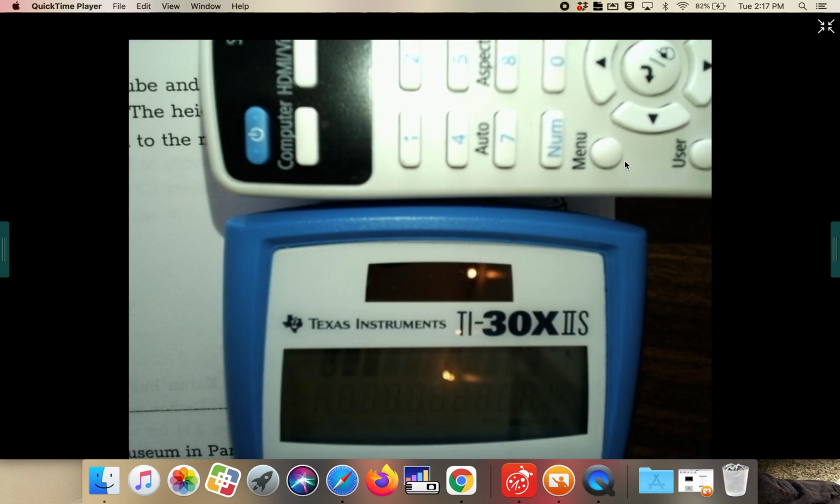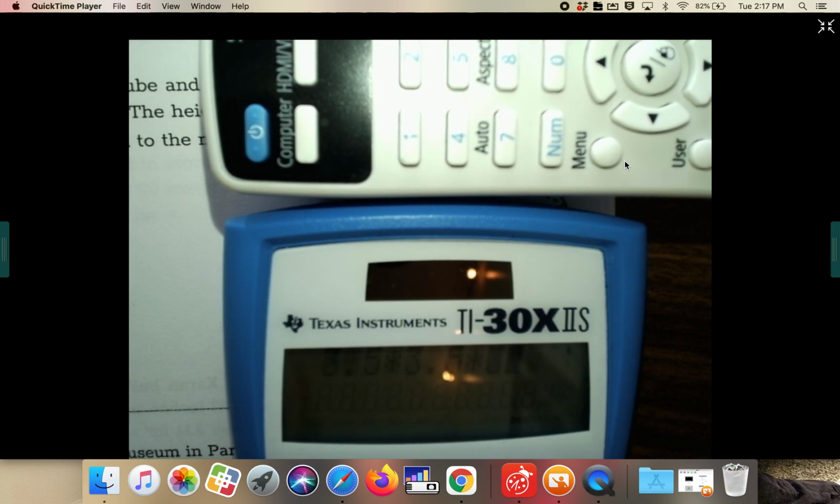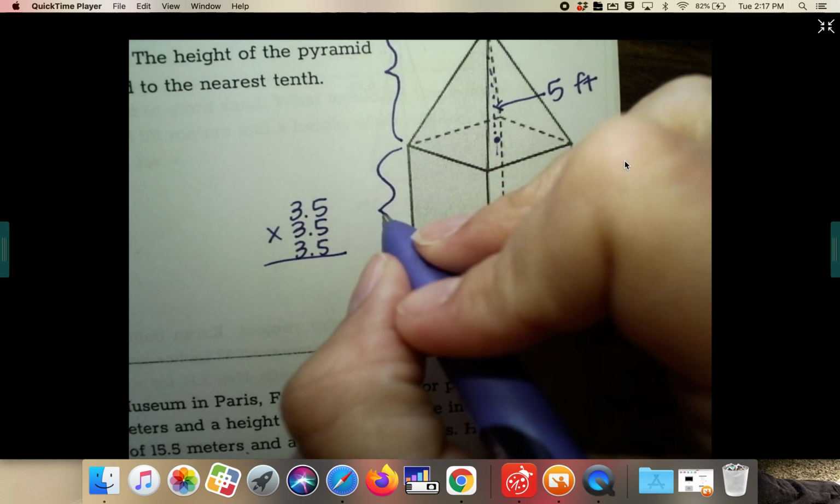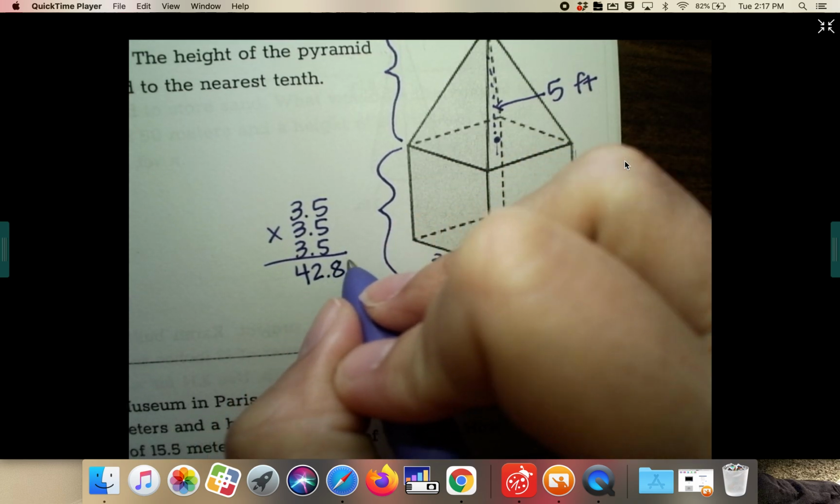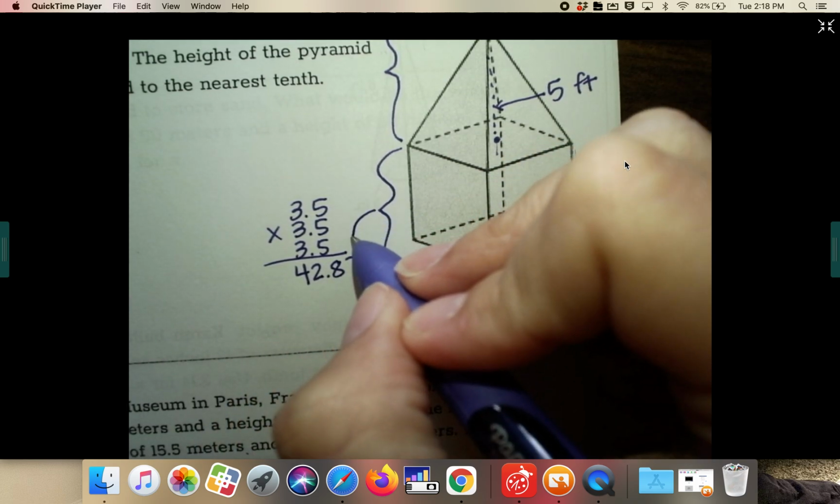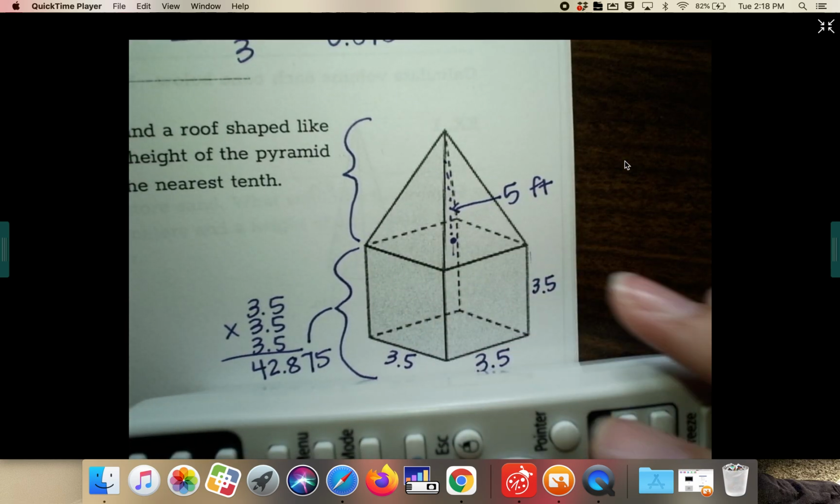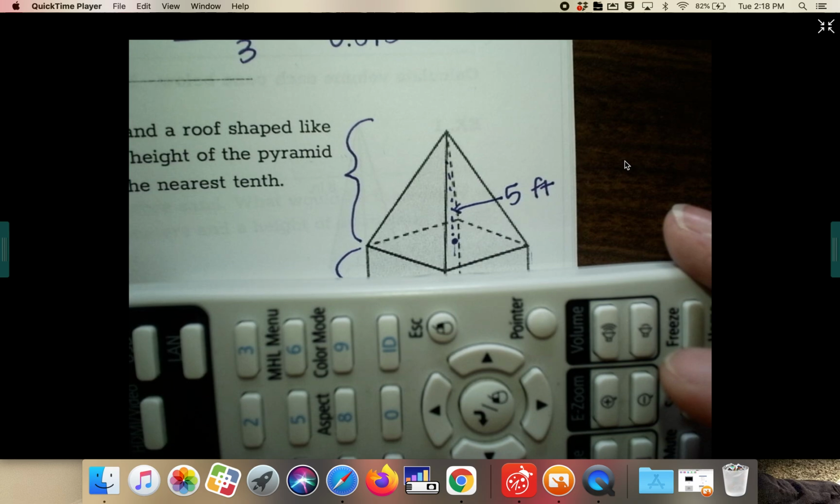So 3.5 times 3.5 times 3.5 equals 42.875. So 42.875, that is just the cube. All right, now let's forget about the cube and let's look at the pyramid.